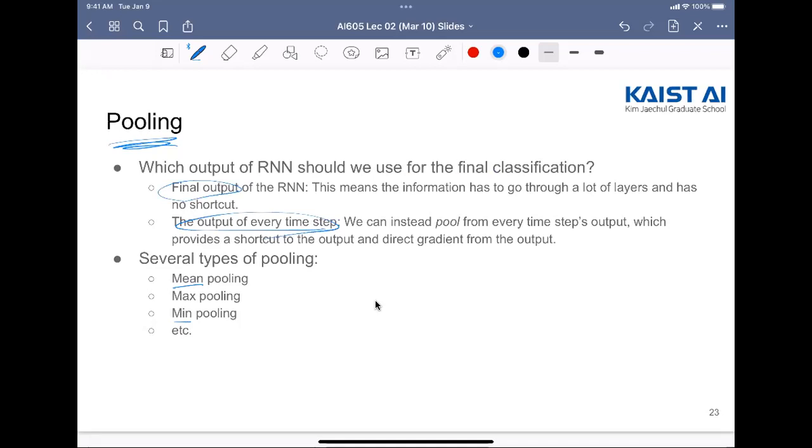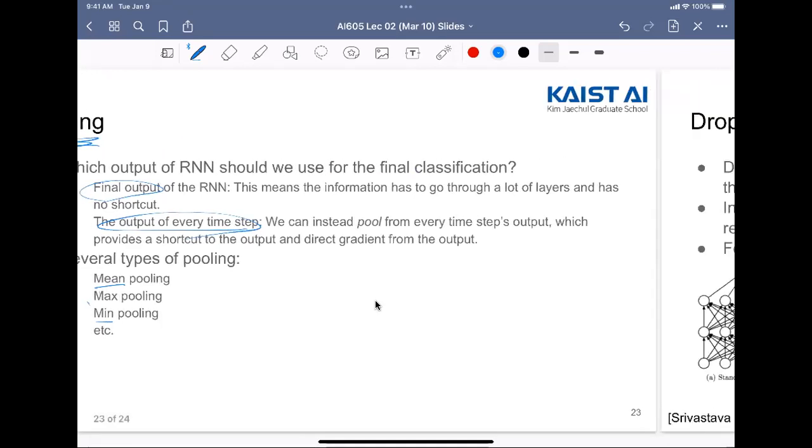And there are several types of pooling. Mean pooling is averaging, max pooling is getting just the max in each dimension, and min pooling is getting the minimum. We're going to cover this in the lab session too.